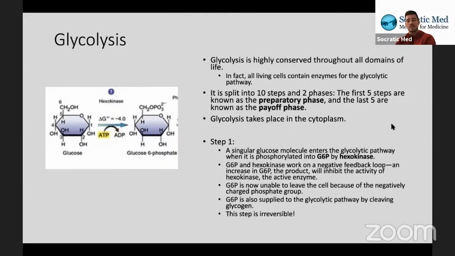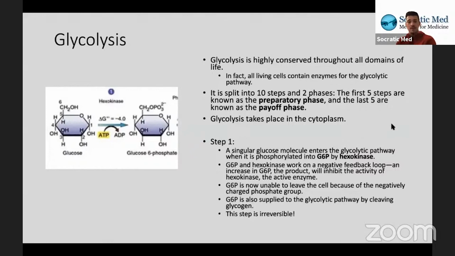So hexokinase is a type of enzyme. It's a kinase. And if you recall from other lectures, kinases, they phosphorylate is what they do. So they add phosphate groups to molecules. So hexokinase adds a phosphate molecule to a glucose molecule.